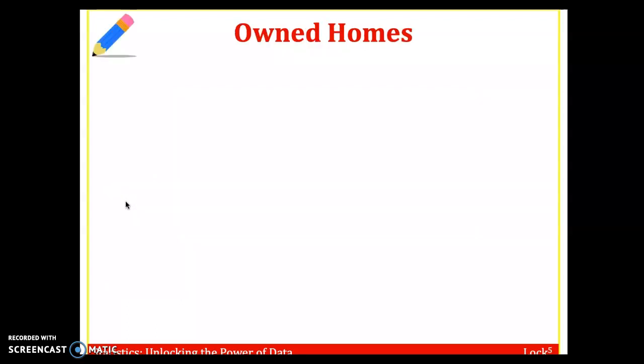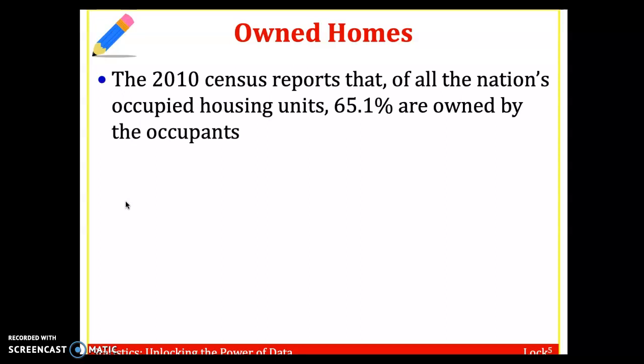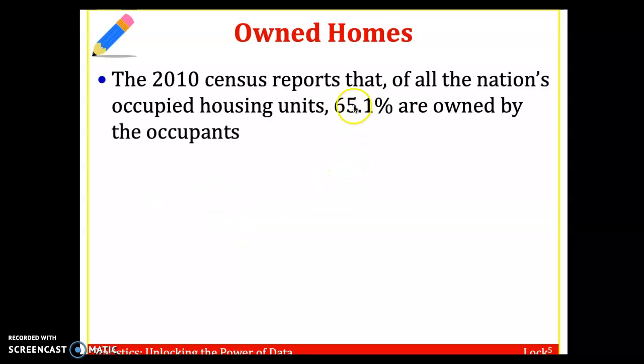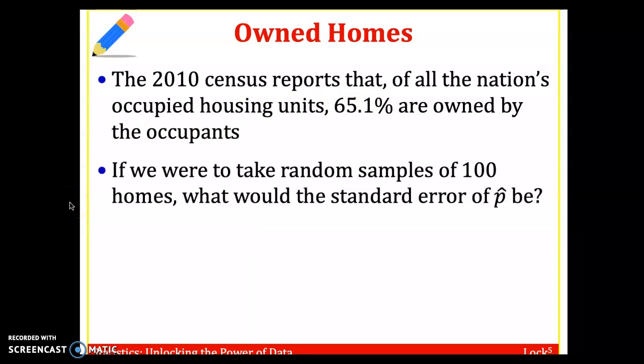All right, let's look at an example. The 2010 U.S. Census reports that of all the nation's occupied housing units, 65.1% are owned by the occupants. So that would be about 35% or so are rentals. If we were to take a random sample of 100 homes, what would the standard error of p-hat, the sample proportions, be?